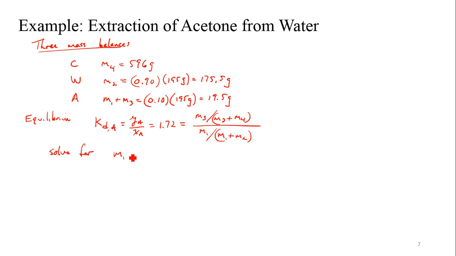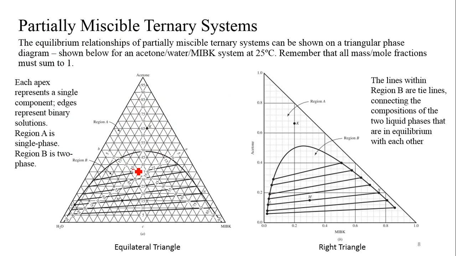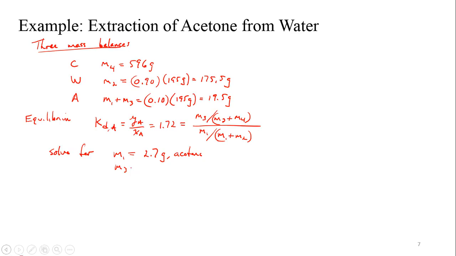Solve for M1 and M3. And if you do this, you get M1 is about 2.7 grams. And of course, this would be acetone. And M3 in this case is equal to 16.8 grams, let's say acetone. And this is, of course, in the chloroform phase, okay? And that's pretty much what we wanted to find.